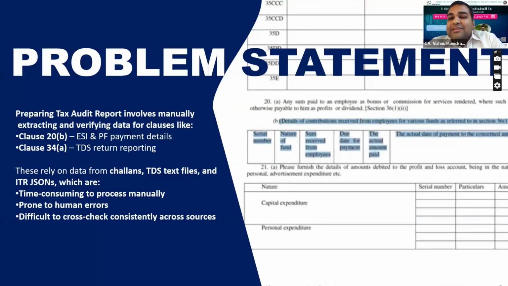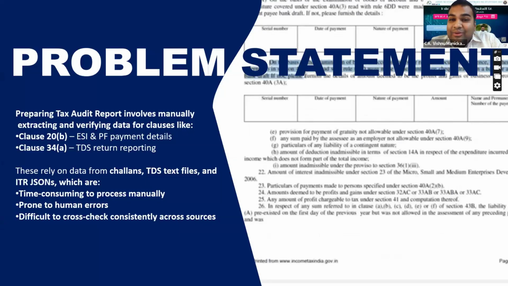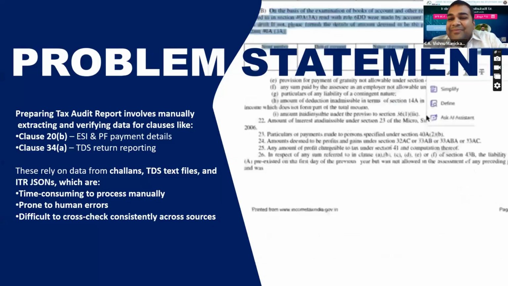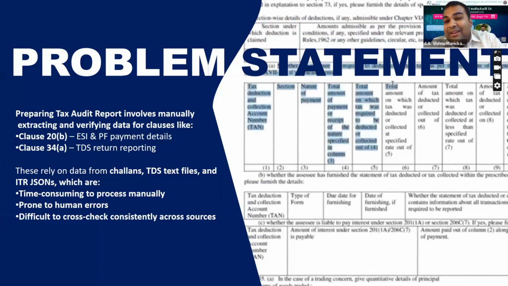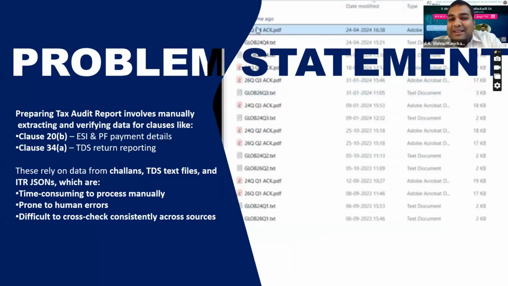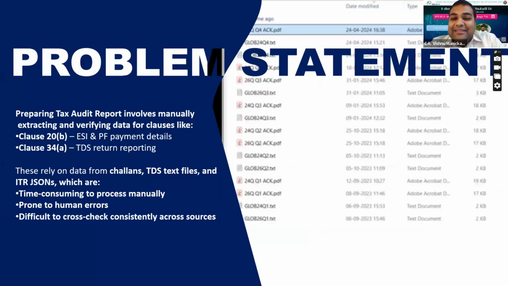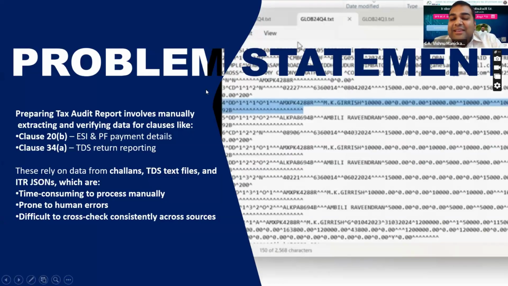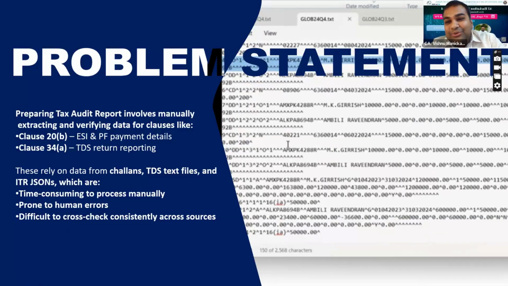So the problem statement is that some of the tax audit clauses can be automated, and they require accurate data, which requires manual verification and manual extraction of data. That is, our clients would send the PDFs, challans, and other details where we need to manually extract the data. This part can be automated. As you can see, you saw a folder here with a lot of challans and other text files which had the information. We are going to automate straight from there to the final reporting part itself using Python.